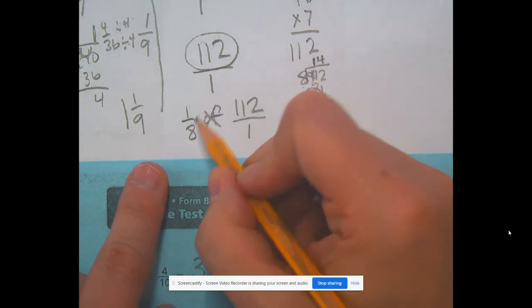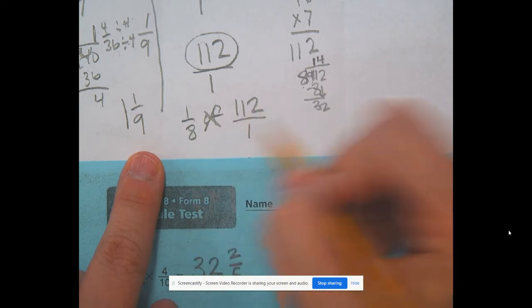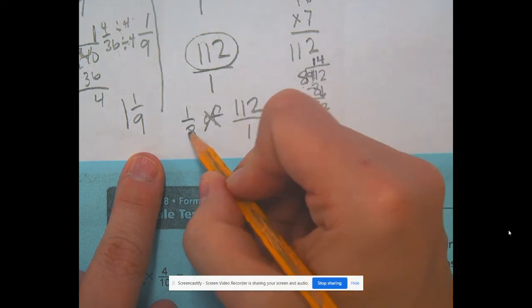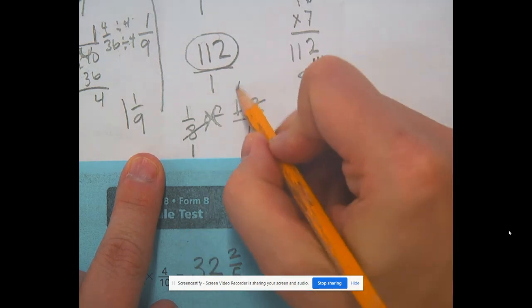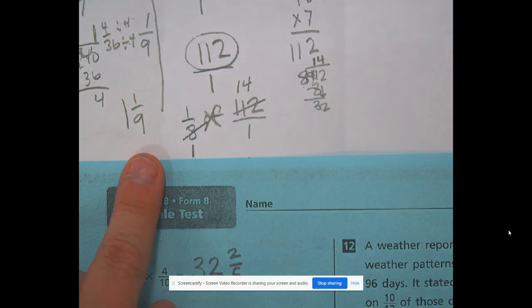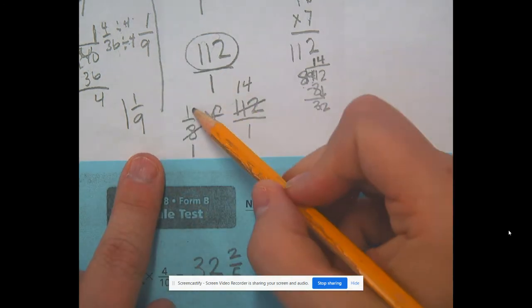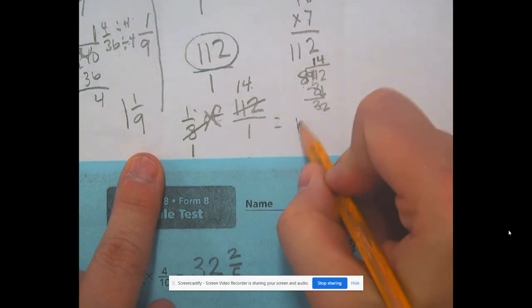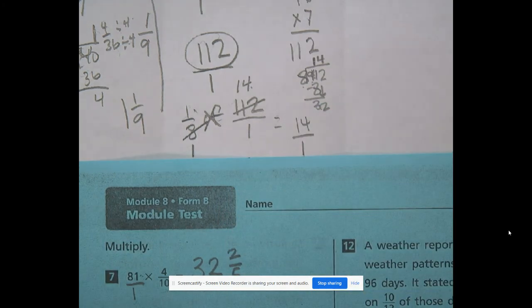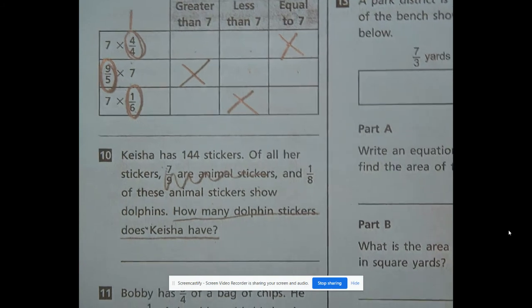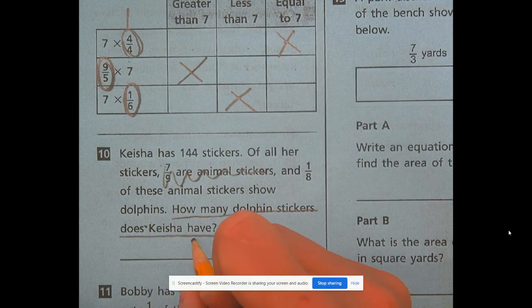So what am I going to divide by? 8. 8 divided by 8 is 1. 112 divided by 8 is 14. Now can I go straight across? 1 times 14 is? And 1 times 1 is? 1. Anything over 1 is? It divides and it's itself. Okay, so how many stickers are dolphins? 14 stickers.